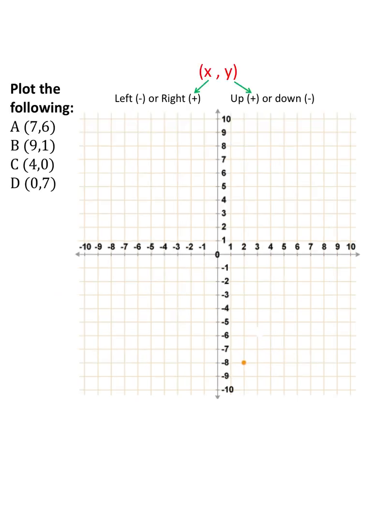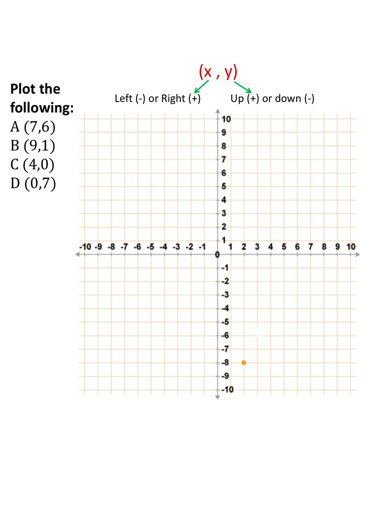So as you probably saw from that, you always do your x before your y. Your x-axis, this decides if it goes left or right. Left for negative, right for positive. For your y then, if it's positive, you go up. If it's negative, we go down.